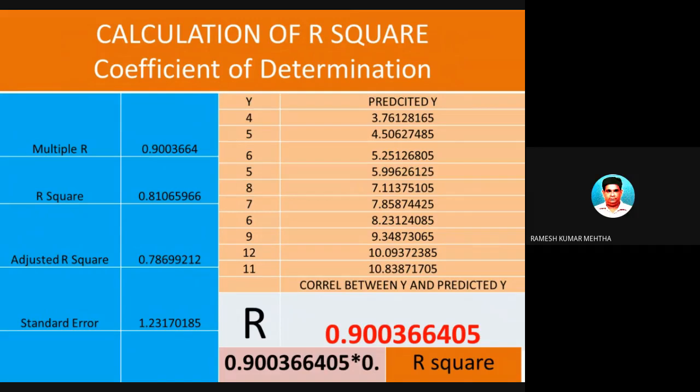So we have already spoken about the coefficient of determination. Here the correlation is 0.90. Now square that one, and you will get 0.81, which is the strength of the model, or R square. This is 81%.